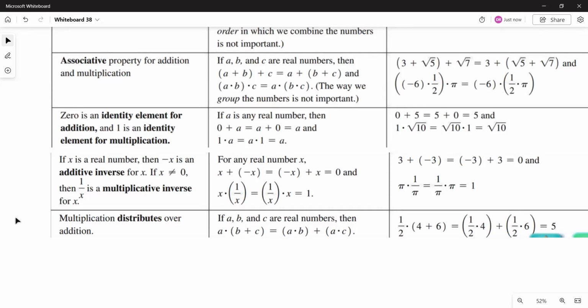And the last one is that multiplication distributes over addition, which I actually mentioned before when I did sets. If A, B, and C are real numbers, then A times (B plus C) equals A times B plus A times C. So in example 7, you need to identify the property being used.